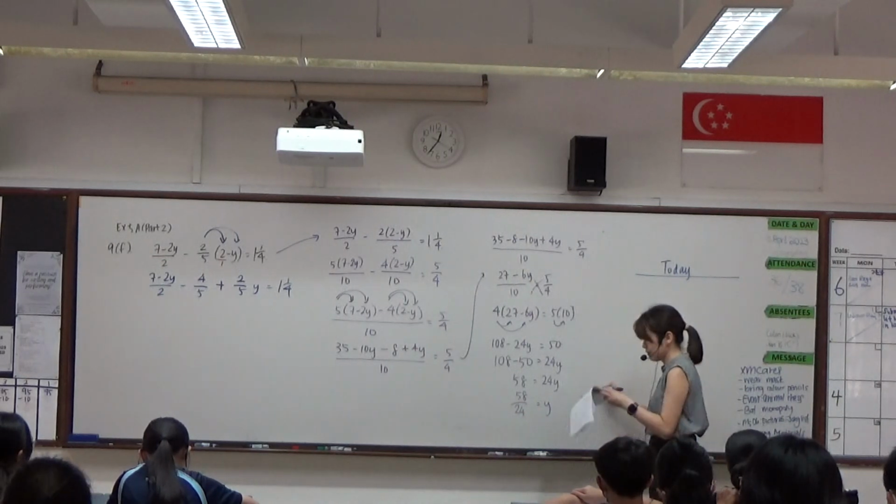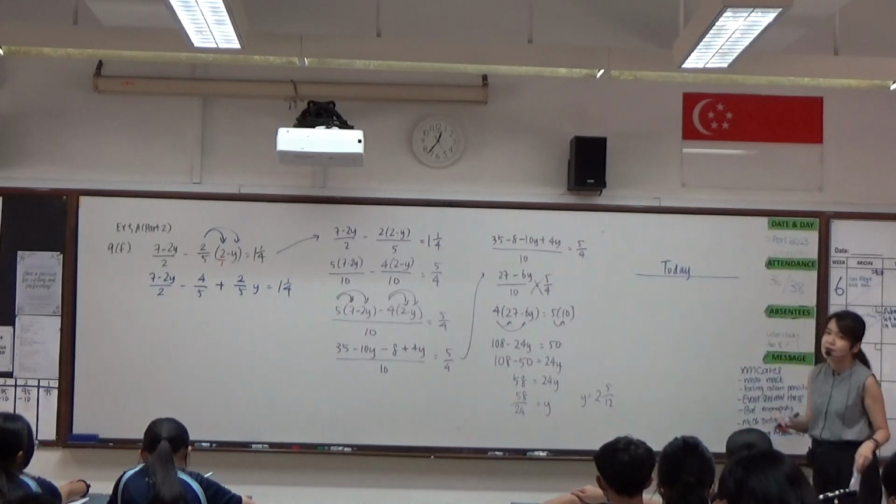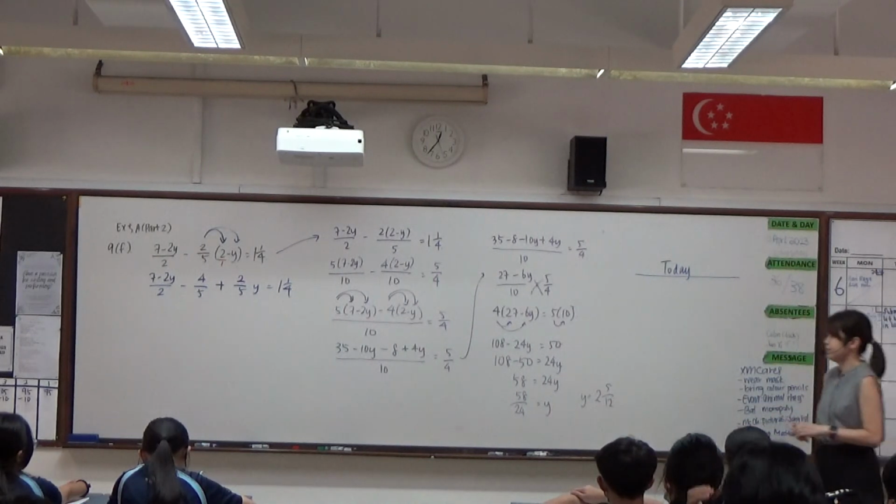In other words, when simplified, y is 2 and 5 over 12. Okay?